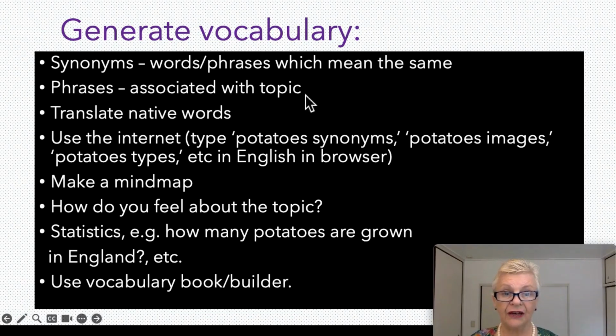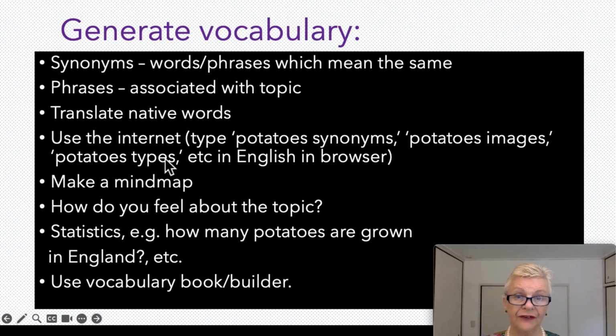Phrases that are associated with the topic, for example, French fries. Those are a very delicious way of eating potatoes. You can translate native words if you can't think of English words. Translate them and get used to using the English word.